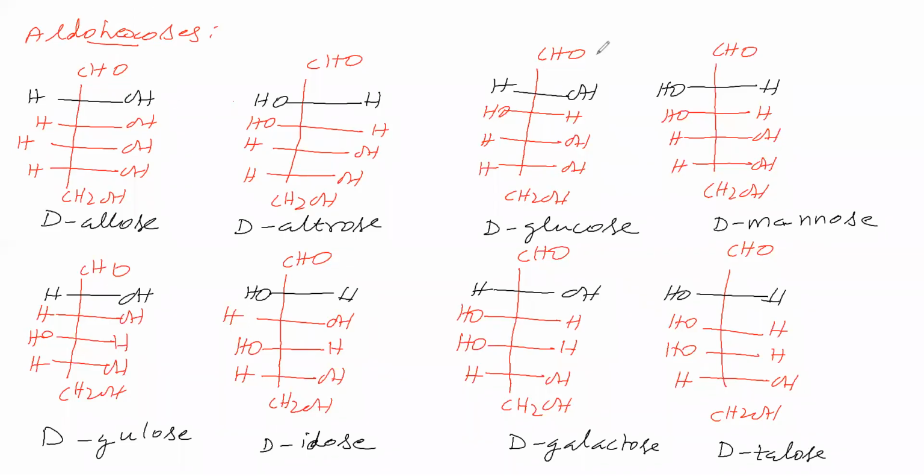Aldohexoses mean 6 carbons. With 6 carbons we will get 8 isomers for the D configuration. Similarly, for each D, an L is possible. Capital L is possible.